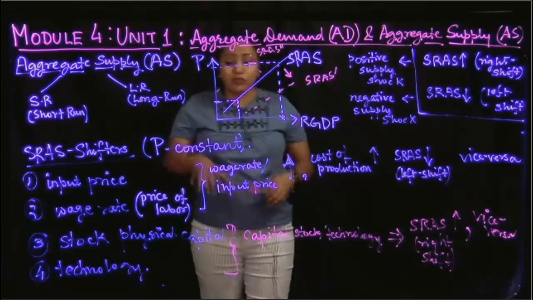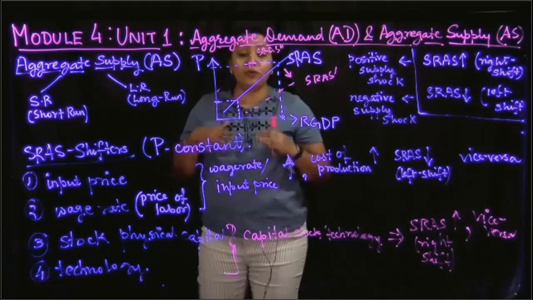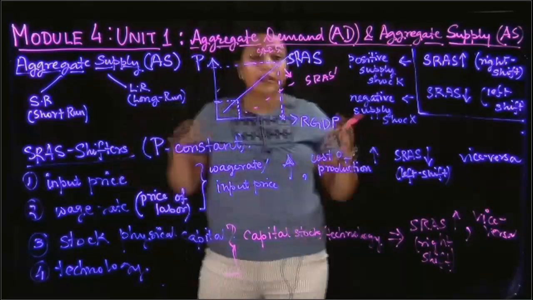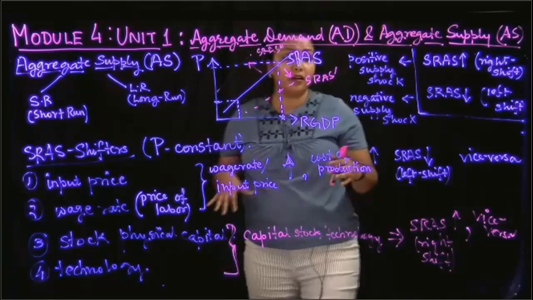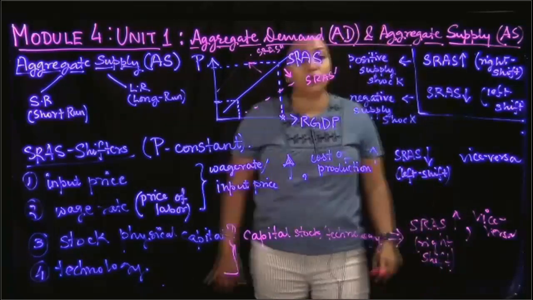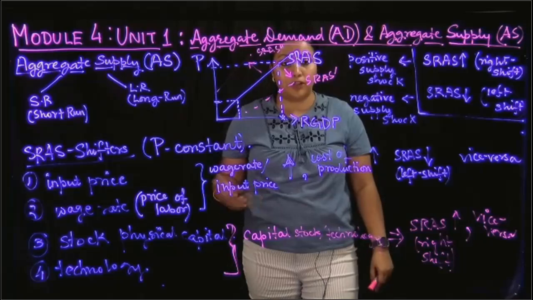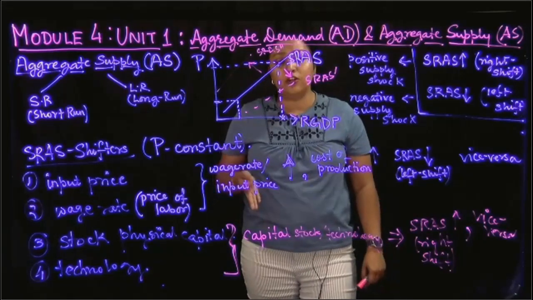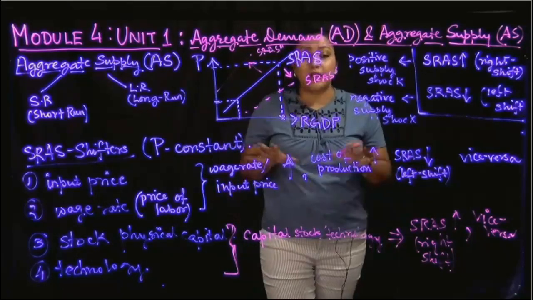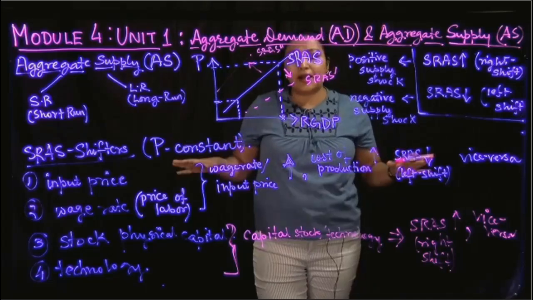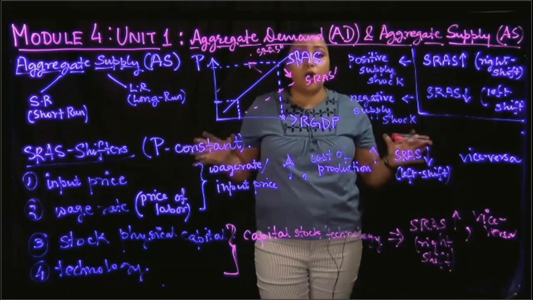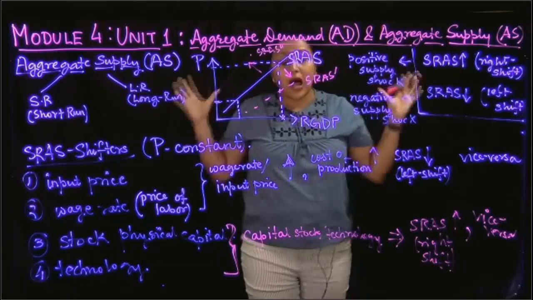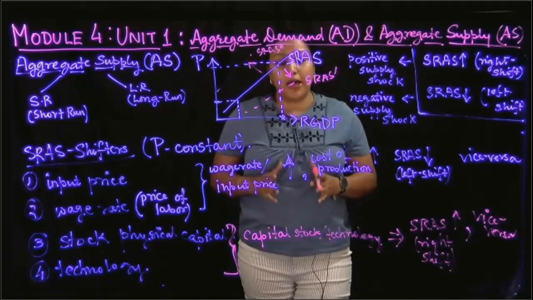Okay, so these are the factors that are going to cause a right shift or a left shift of the aggregate supply curve, and those are also known as positive or negative supply shocks. Now in the next video I'm going to bring the two sides together, but before that I'm going to talk to you about the long run aggregate supply and how that fits into the macroeconomy.